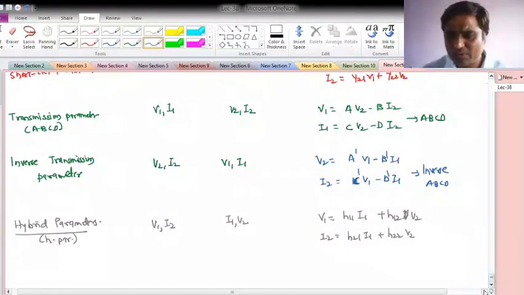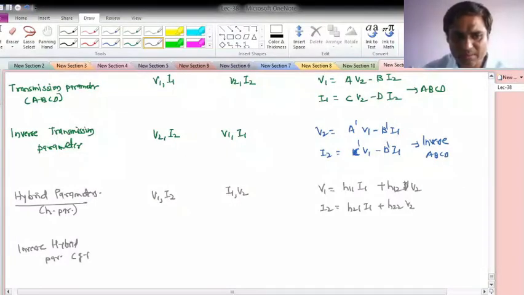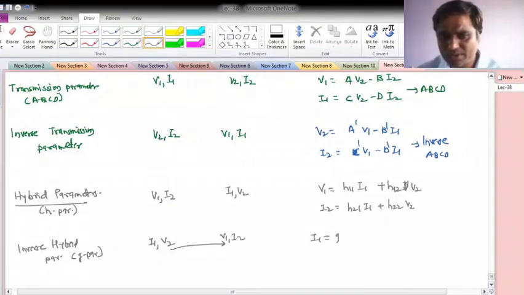And what about the inverse H parameter, that is the inverse hybrid parameter, which is basically the G parameter? In that case, the dependent variables are I1, V2 and the independent variables are V1, I2, meaning you are expressing these in terms of those. The equations are I1 equals G11 V1 plus G12 I2, and V2 equals G21 V1 plus G22 I2.